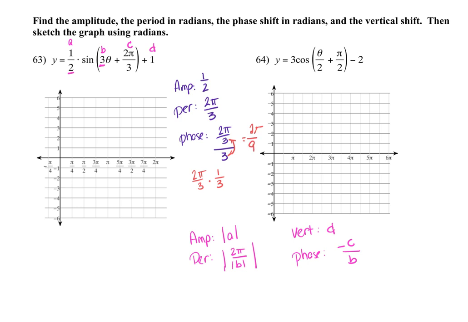2 pi over 9 there. Some of you did that incorrectly. You flipped and multiplied by 3 instead of dividing by 3. Lots of you did that same thing. And then your vertical shift is very simple. It's just going to be a positive 1. All right?